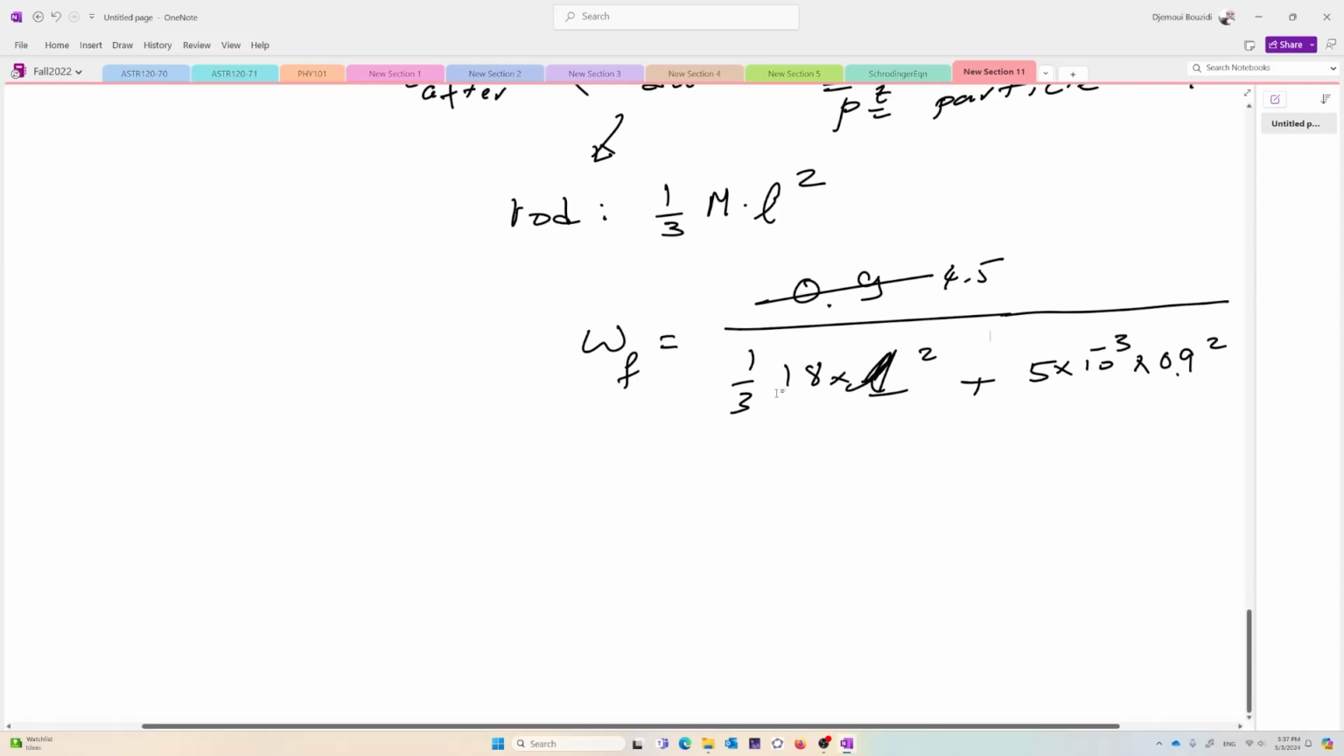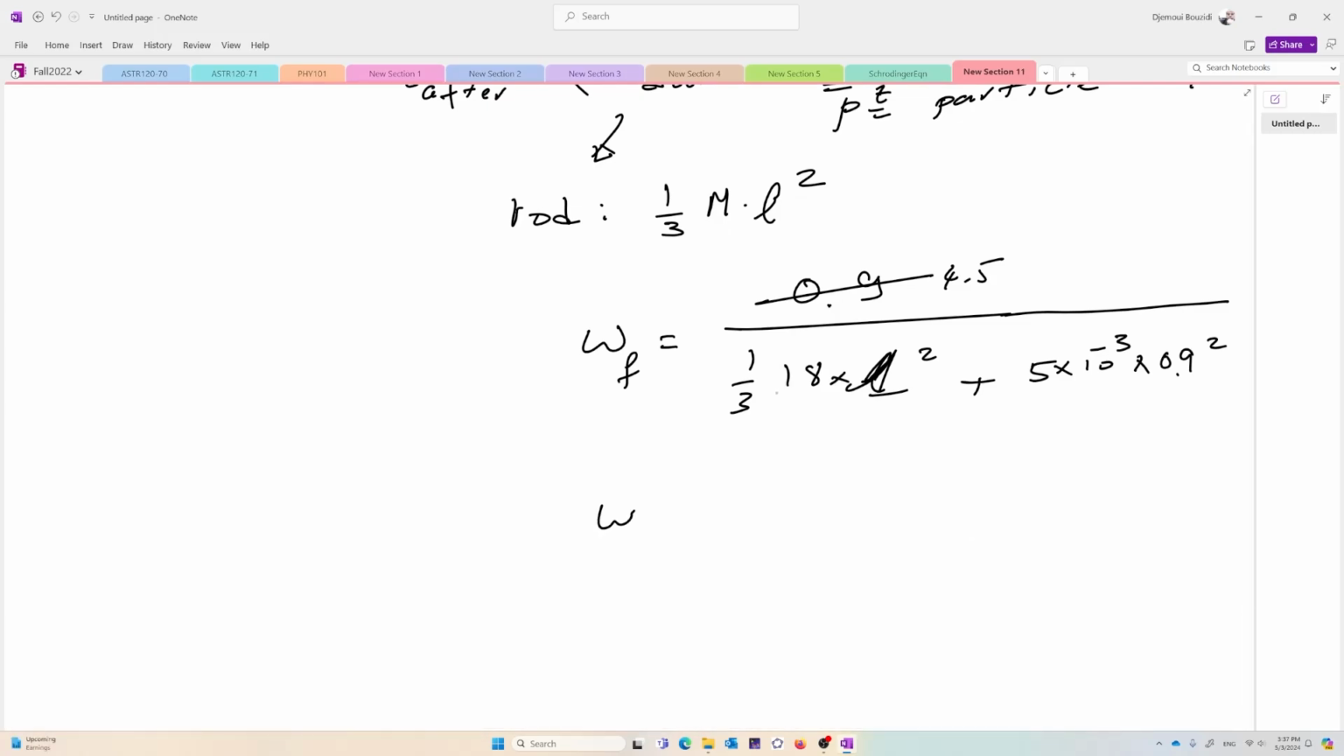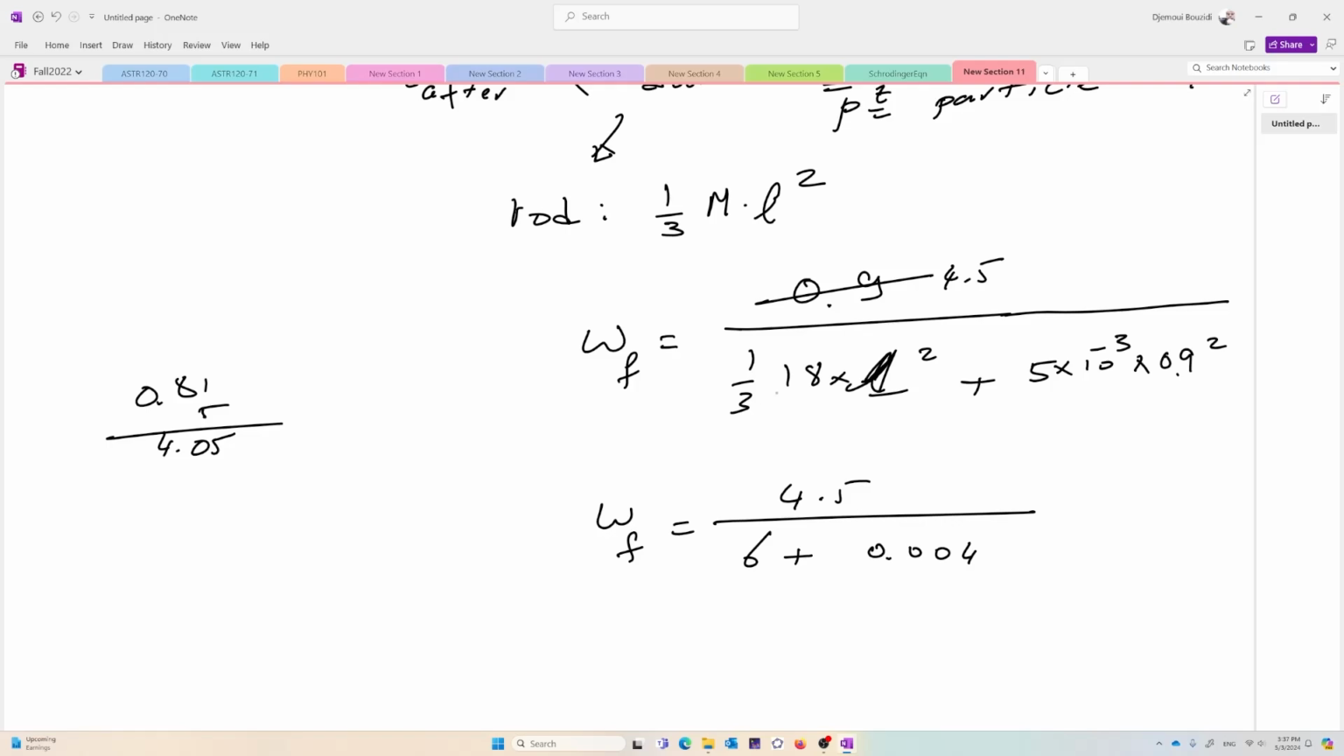Obviously 18 divided by 3 is 6. So 4.5 divided by 6 plus this number, which is going to be a tiny number. 0.9 squared, that's 0.81 times 5, what is it? 4.05. But don't forget it's 10 to the negative 3. So it's going to be 0.00405. So in other words, the answer is 4.5 divided by basically 6.